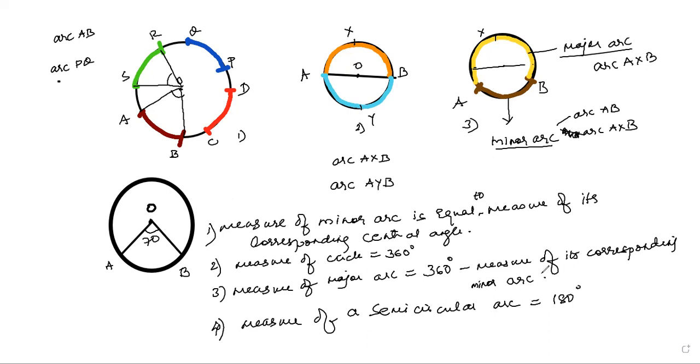So remember these four points. The measure of a minor arc is equal to the measure of its corresponding central angle. The measure of a circle is equal to 360 degrees. The measure of a major arc equals 360 degrees minus the measure of its corresponding minor arc. And the measure of a semicircular arc equals 180 degrees. So I hope you understood about an arc. I just wanted to give a concept about an arc, so that you can understand the theorems better.